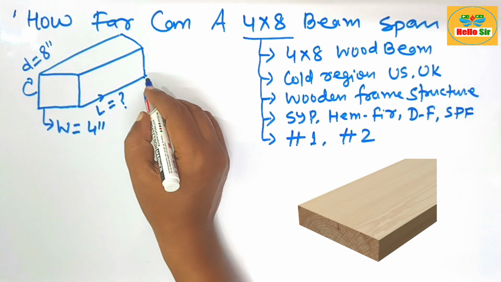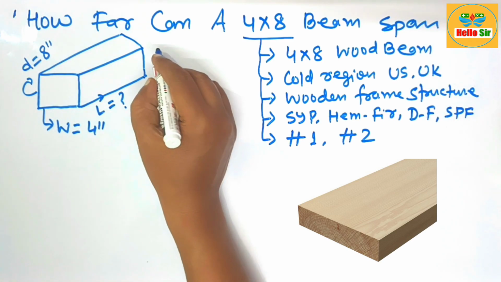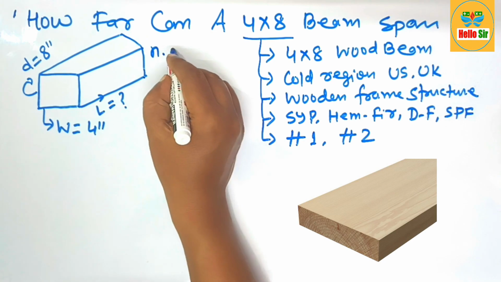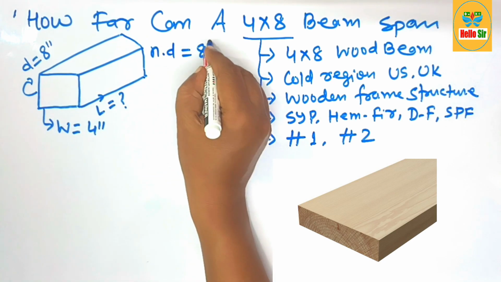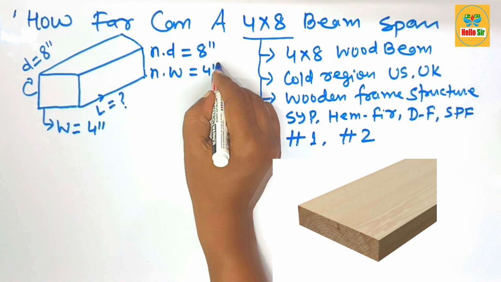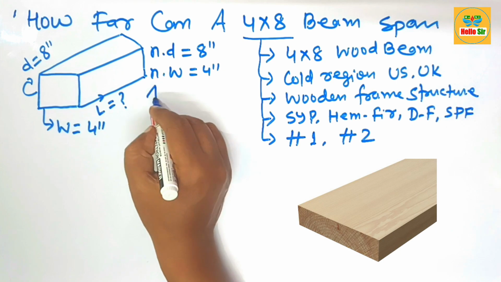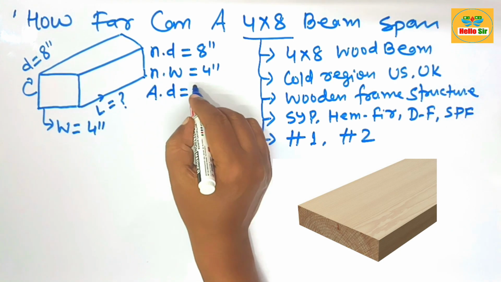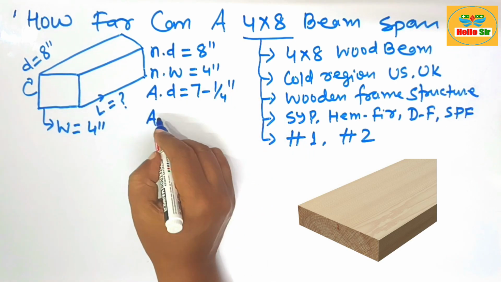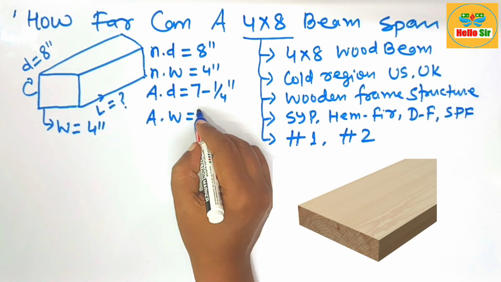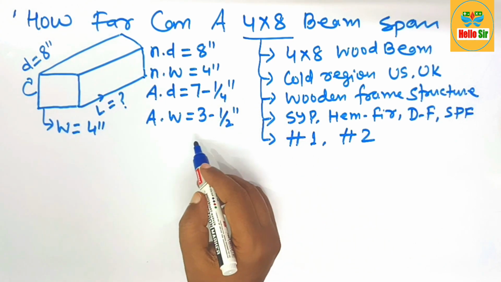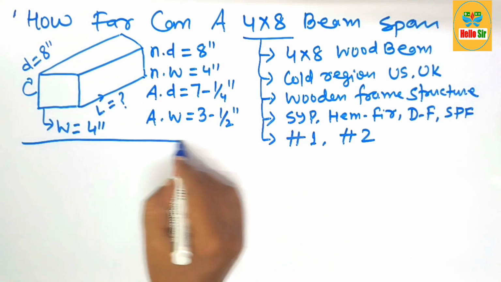And what is the nominal size of this beam? Nominal depth is 8 inches, and nominal width is 4 inches. The actual depth of this beam is 7 1/4 inches, and the actual width of this beam is about 3.5 inches. This is the nominal and actual size of a wood beam.